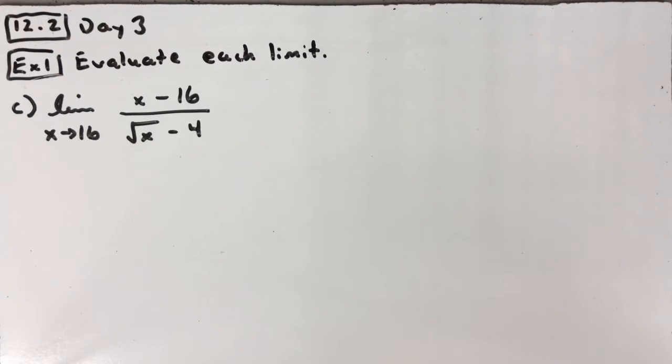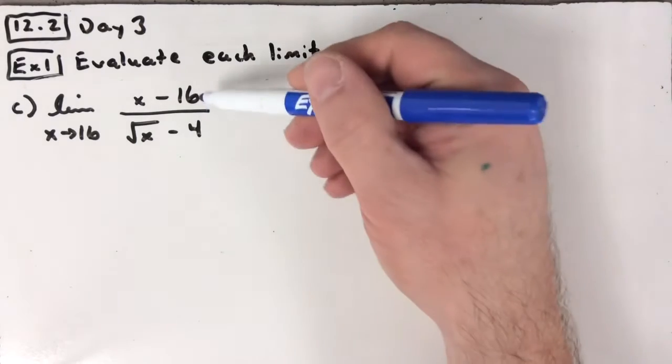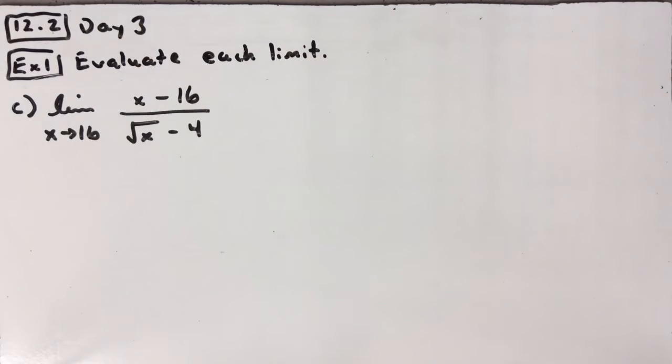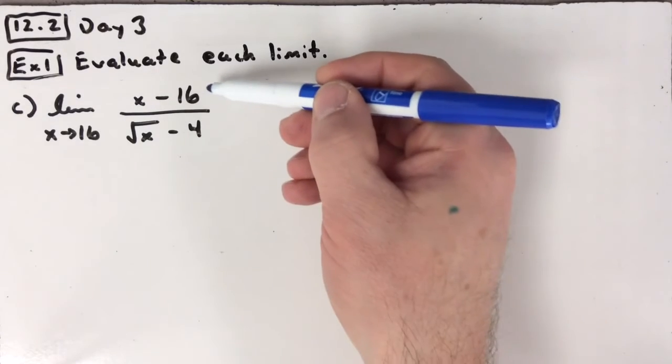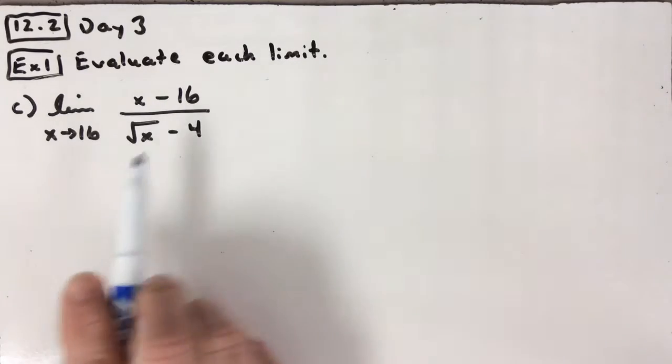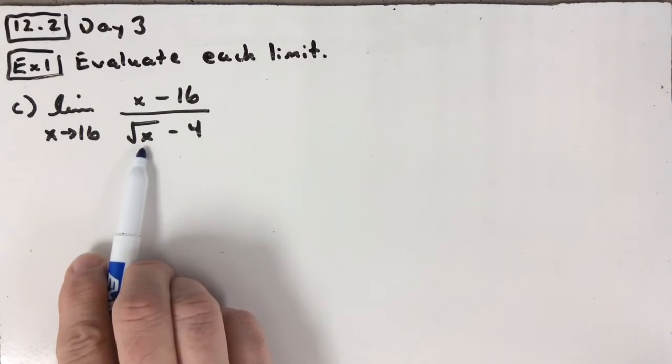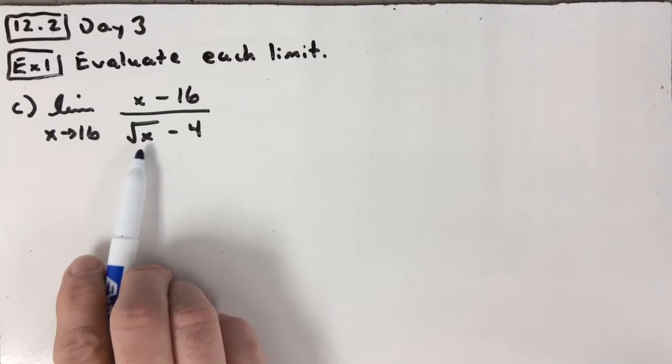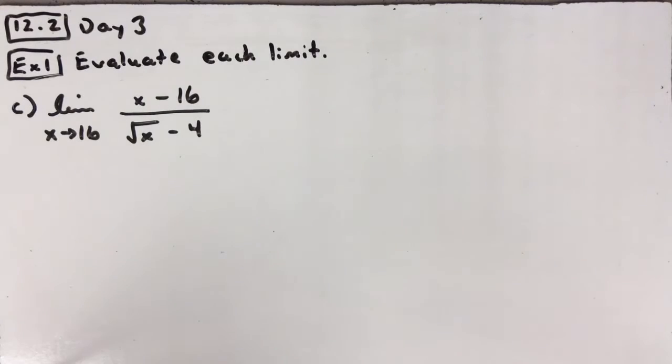So here's what I see in this problem. I've tried to do direct substitution. I got indeterminate form. When I look at the problem, this is not a rational function because rational functions are polynomials divided by polynomials, and this bottom part of our fraction has a square root in it, so it's not a polynomial. Polynomials don't have square roots. So what I'm going to do instead is rationalize.